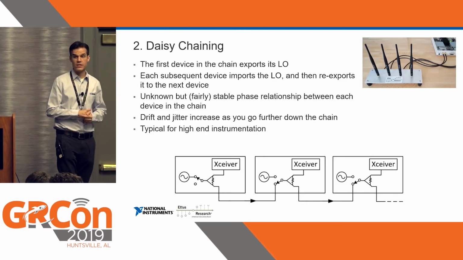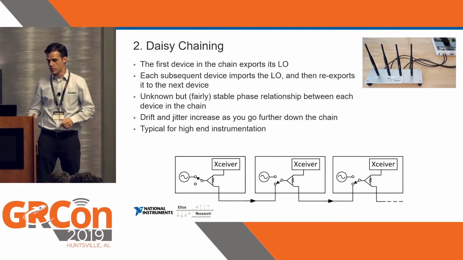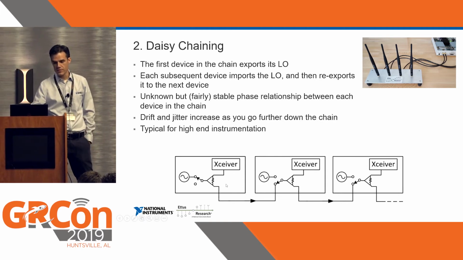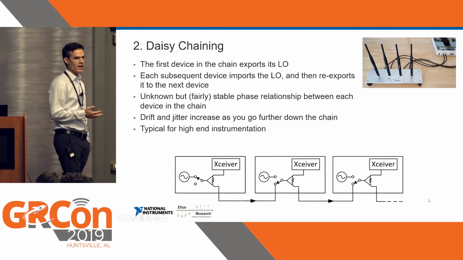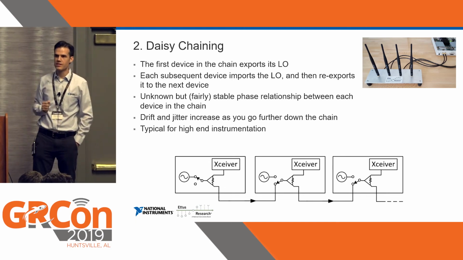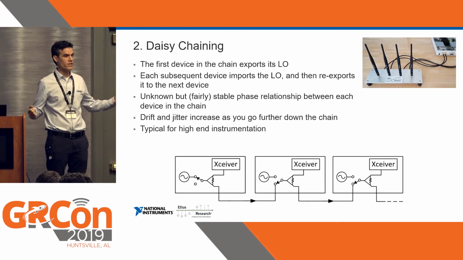Another approach is daisy chaining. What you see in this picture here is the first device, the first transceiver, generating its own local oscillator and then exporting that to the second device that imports it, who then exports it to the third device, who imports it and exports it. You go, fantastic. I just need one extra cable between devices here, and now I have correlated phase noise, right?